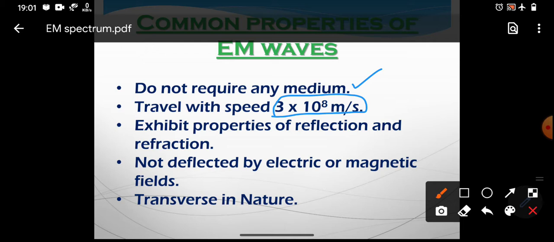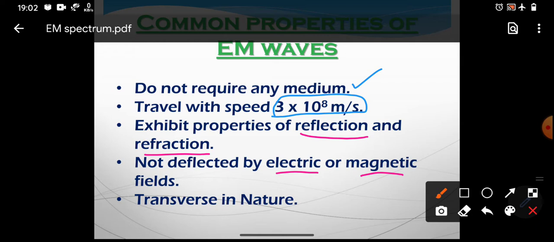They exhibit the properties of reflection and refraction. These waves follow the properties of reflection as well as refraction. What reflection and refraction are, you all know. They show the properties of reflection and refraction since they are light waves. Then they are not deflected by electric or magnetic fields. Since they are pure electromagnetic waves and do not carry any charge themselves, they are not deflected or affected by any kind of electric or magnetic fields.